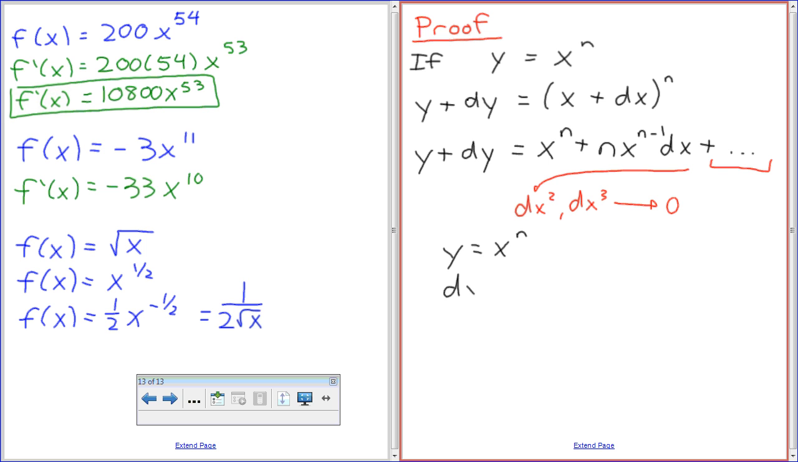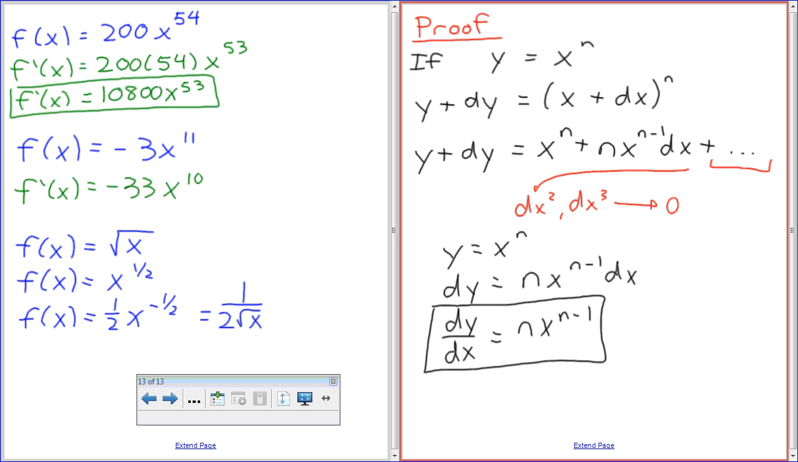Okay. So then in the same way, y equals x to the n. So I have dy equals nx to the n minus 1 dx. Dy by dx equals nx to the n minus 1. You can also do the same thing using the limit notation if you want to, and I might on the next one use limits if that's better for you.